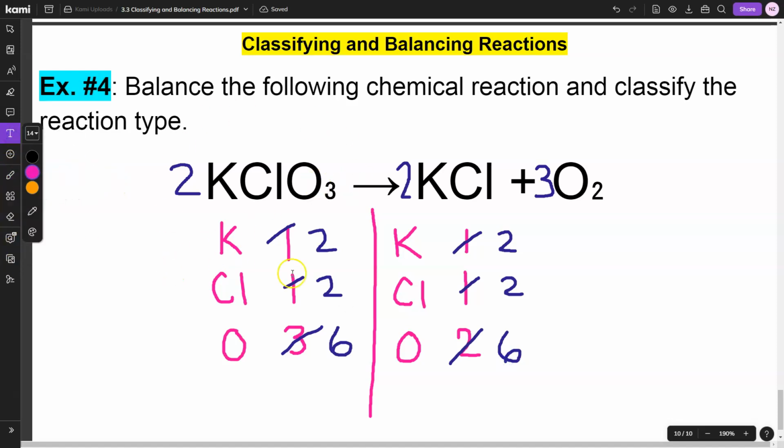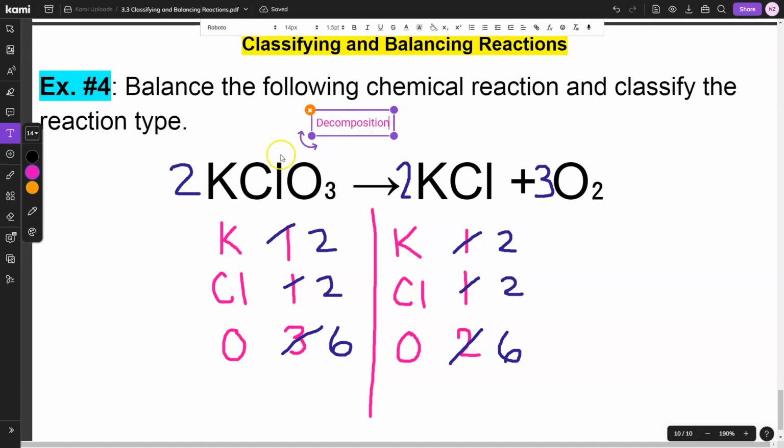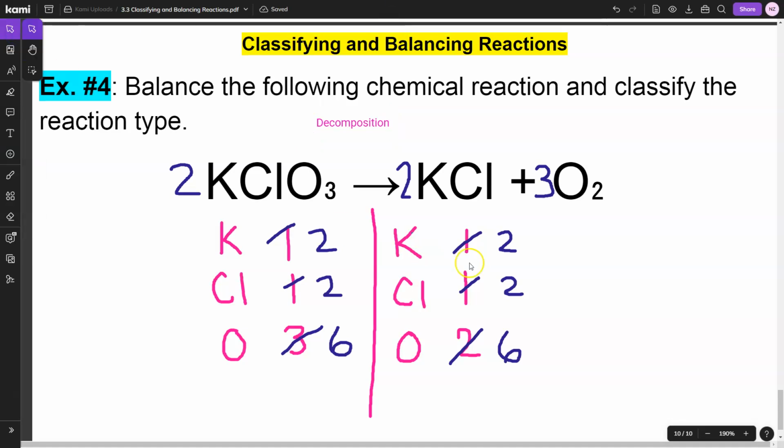Okay. So notice we have a compound that is turning into 2 separate pieces. So this is a decomposition reaction because it is decomposing into 2 smaller pieces. Okay, so that is our decomposition reaction here. So we went through how to balance equations, and we also went through earlier how to identify the 4 types. So remember, we have single replacement, double replacement, synthesis, decomposition. And that's it.